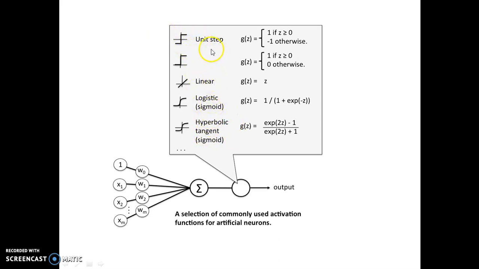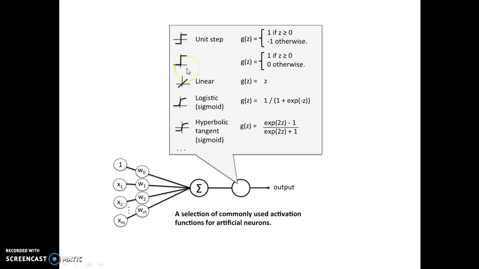For example, the first activation function is the unit step. In the unit step, g is the activation function which operates on the input value z, and it generates two values, positive 1 and negative 1. Positive 1 is the upside, negative 1 is the downside. It is 1 if z is greater than or equal to 0, that is, the input values are greater than or equal to 0, and minus 1 otherwise.